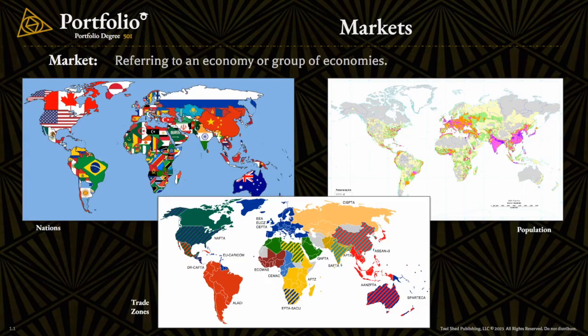It's also worth noting that markets can be a reference to the marketplace where you're actually buying and selling stock, like the New York Stock Exchange. And I bring that up as another example just to show you that the term market can have a very broad definition, and it's really something that, depending on the person you're talking to, they could define it a number of different ways. But again, for our purposes here, the term market is just referring to an economy or a group of economies.